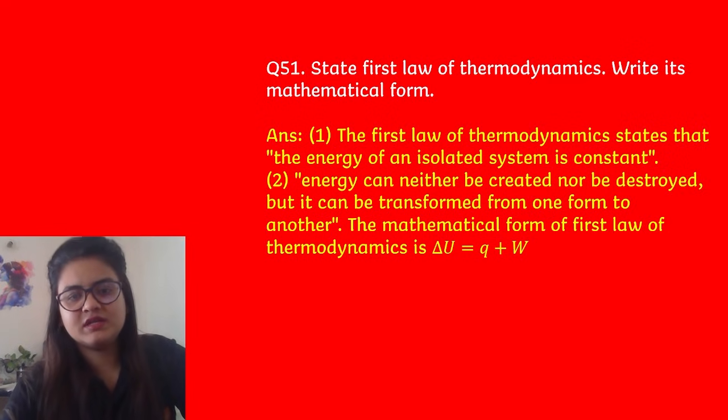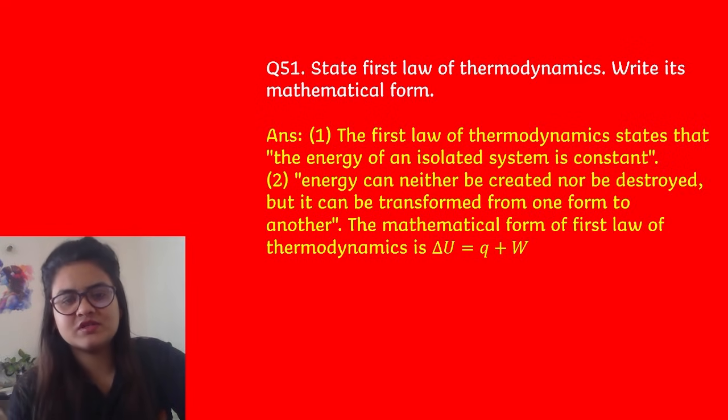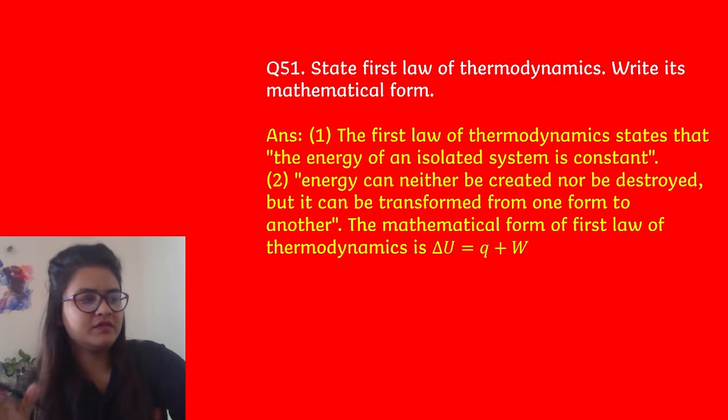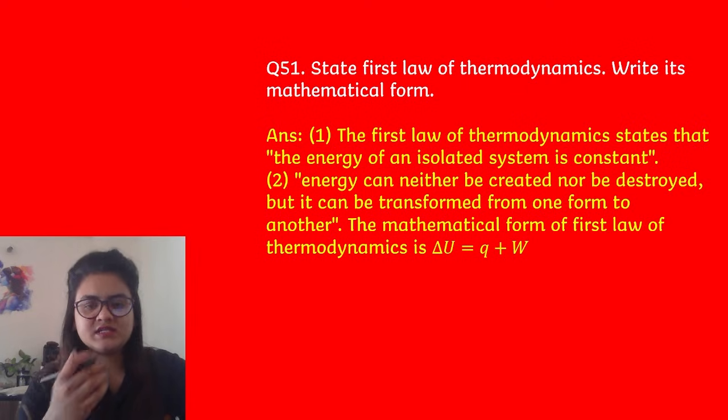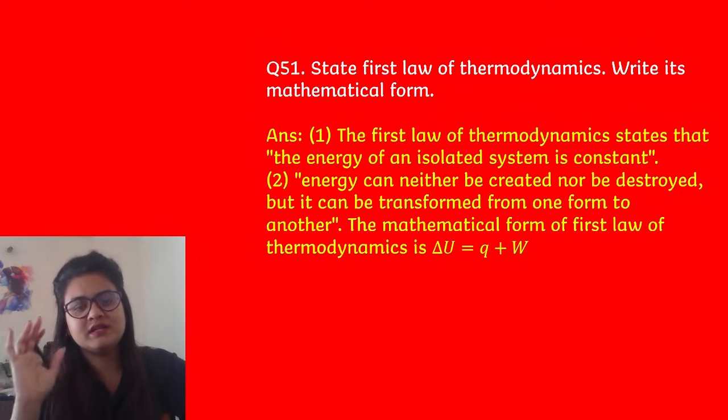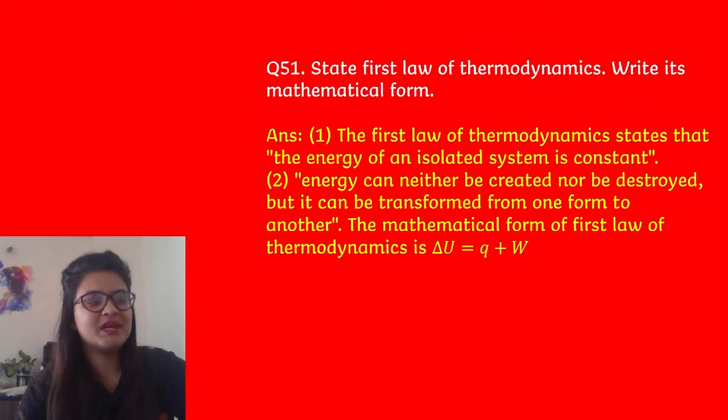First law, I guess you know, the energy of the isolated system is always constant, or you can write the energy can neither be created nor destroyed, it can only be transformed from one form to another form. So the mathematical formula also you need to write, that is del U equals Q plus W. Here also, whenever you are writing the mathematical formula, please mention what is U, what is Q, what is W. Okay, abbreviation is mandatory.